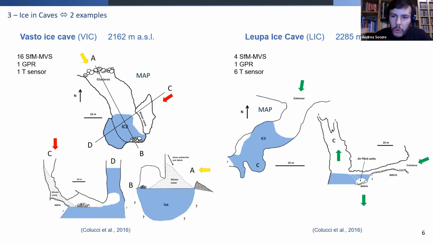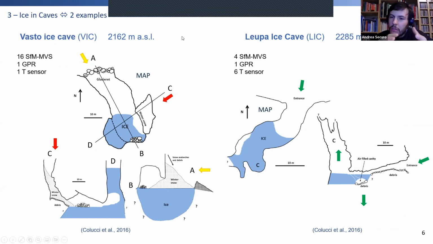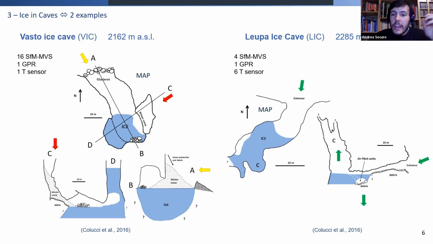These are the 2 caves where all the studies of the area started, and they are very different from one another. The first one is the Vasto Ice Cave. Here we have a big glacier, let's say, compared to the rest of the cave, that brings inside a lot of snow. And here the main ice accumulation mechanism is firnification through a cycle of melting and freezing. So we have a lot of inputs from outside. Instead, in the other cave, the Leupa Ice Cave, despite sharing the same elevation, no snow is going inside, and all the ice forms through percolation from the ceiling and refreezing at the surface of the cave.